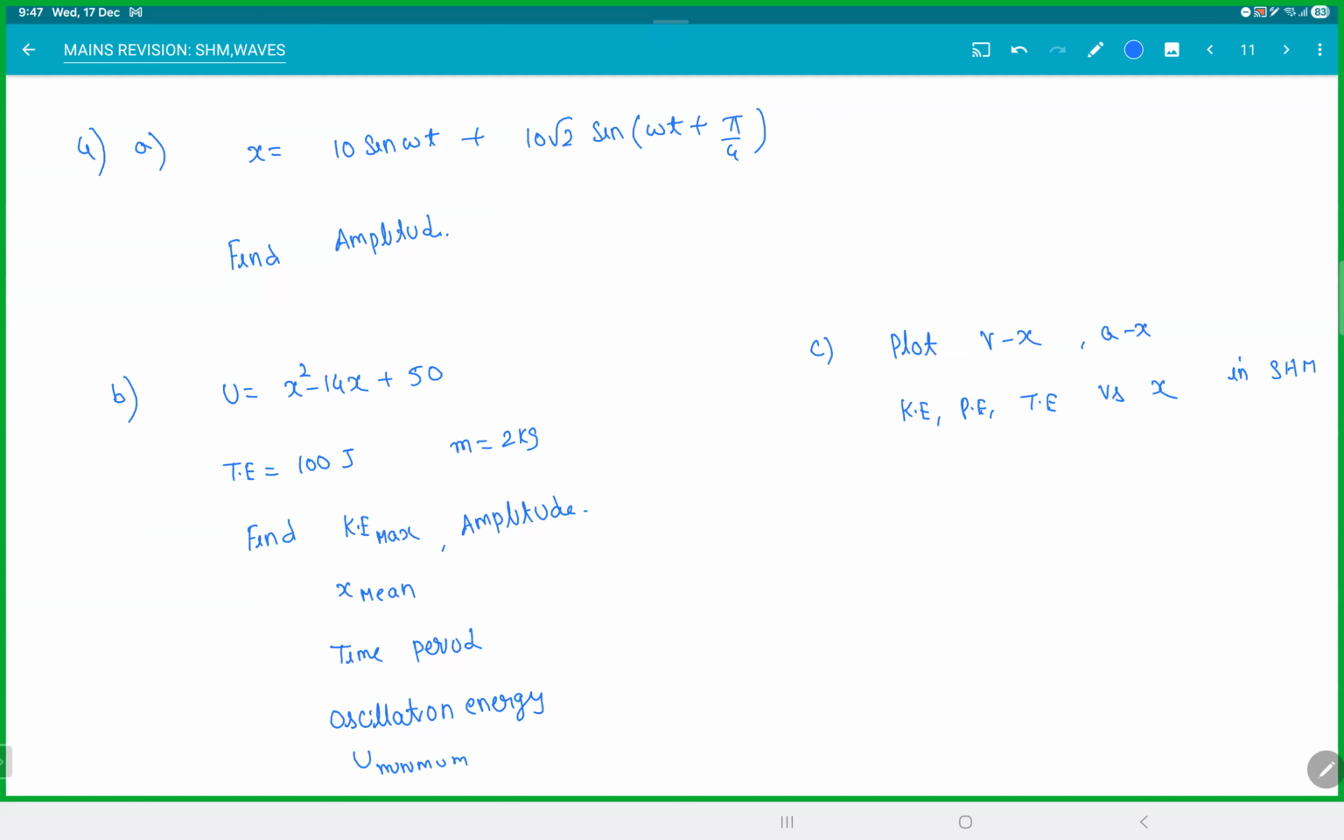10 root 5. सही है. The same question 4A, na? If I could have given current I and I could have asked you I RMS, isn't it? That would become an AC question. So process is the same.